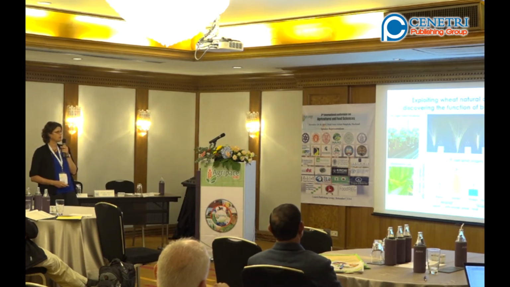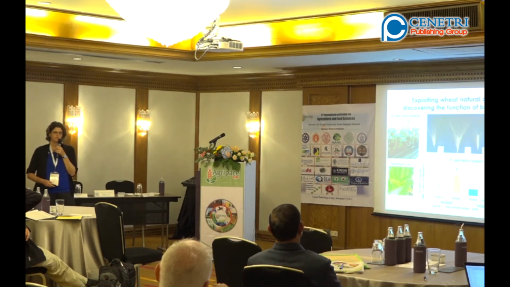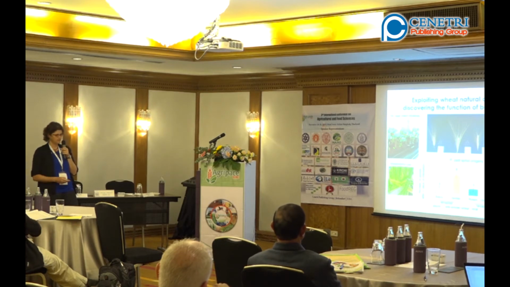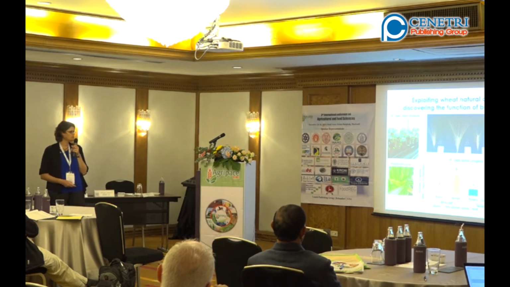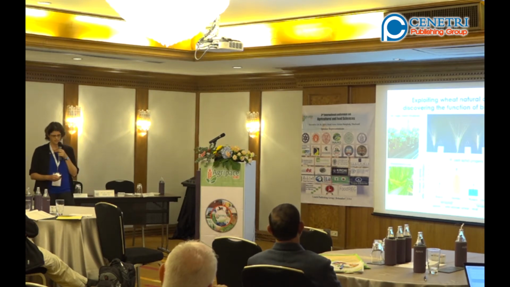So two bread wheat, two tetraploid, and one wild. We measured the aphid reproduction in the greenhouse, and Dania, the postdoc in the lab, counted the number of aphids using these clip cages, and she found out that the wild emmer wheat was the most susceptible. There are many more aphids.